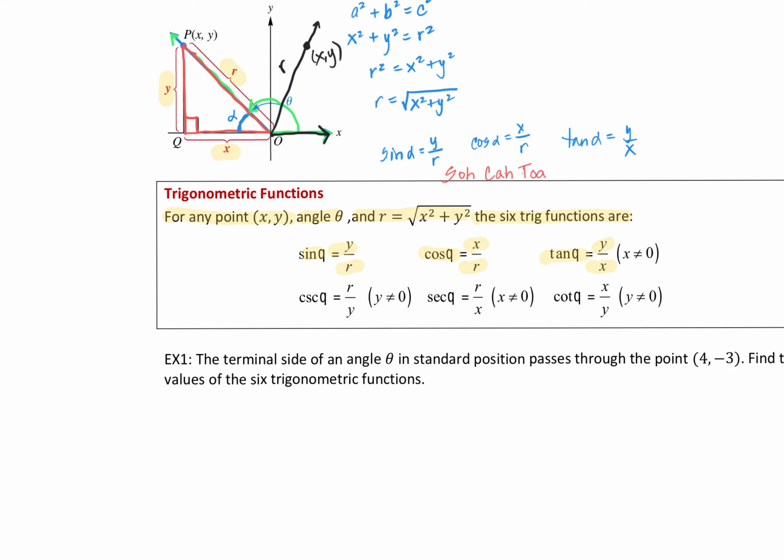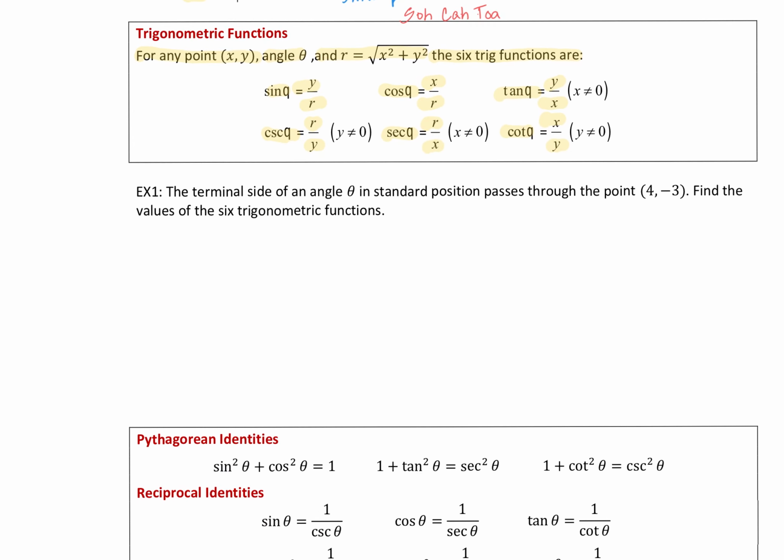If sine is y over r, then cosecant, which is its reciprocal, is r over y. Secant is r over x because it's the reciprocal of cosine. Cotangent is the reciprocal of tangent, so that would be x over y. So it's similar to what we've been talking about all along, except we're just using different variables.